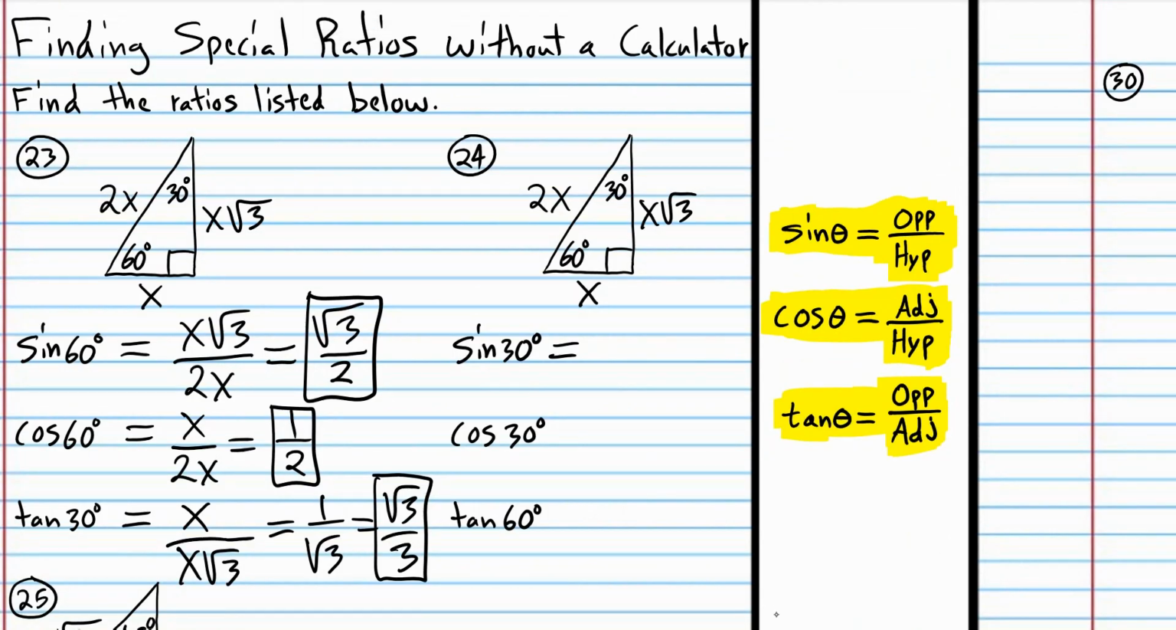So go ahead and try sine 30. When you come back, we'll do it together. All right, we're back. Sine 30, opposite is x, hypotenuse is 2x. Reduce those x's or cancel them out, and you have 1/2.